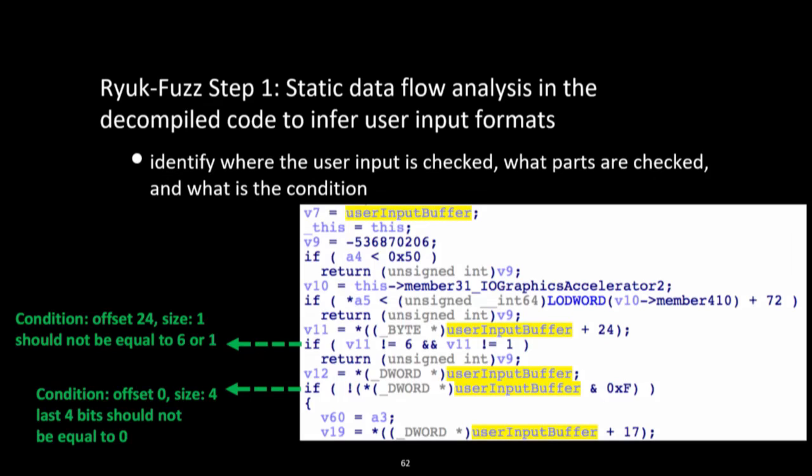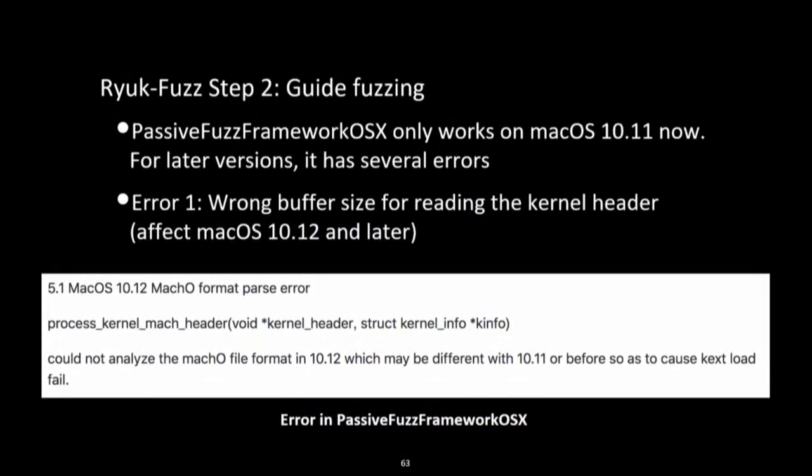In the first step, we perform static data flow analysis on the decompiled code to identify whether user input is checked in conditions, what parts are checked, and what the condition is. Just like this figure shows, we can identify that the value at offset 24 and size 1 should not be equal to 6 or 1 in order to avoid this failed path. Then we can know the drivers' requirements on user inputs for different execution paths, and use such knowledge to guide fuzzing.